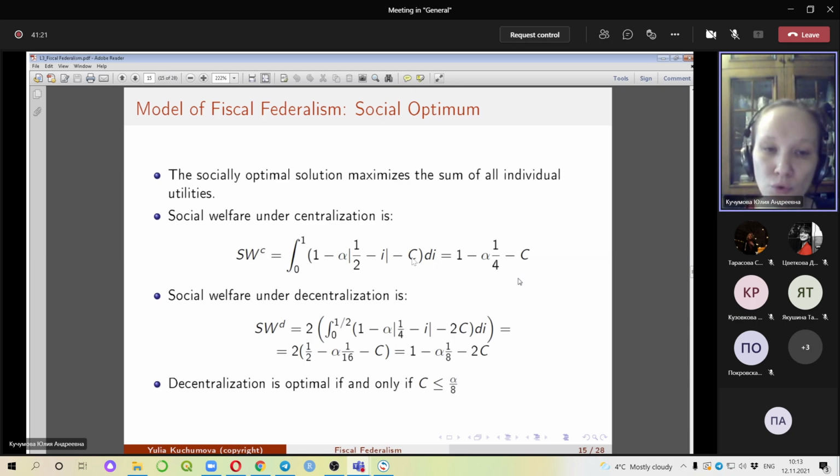Then what we need to do is calculate the social welfare under decentralization. Here we have two regions, but what is helpful is that they are symmetric. So what matters is the distance between the middle point and the point where an individual lives. All others are just coefficients or constants. Therefore, we can calculate the social welfare in the left region and then multiply it by 2, so we account for the right region as well. So just double.